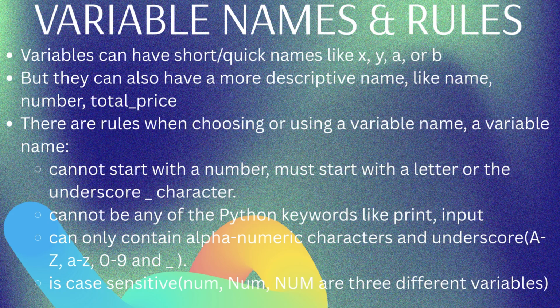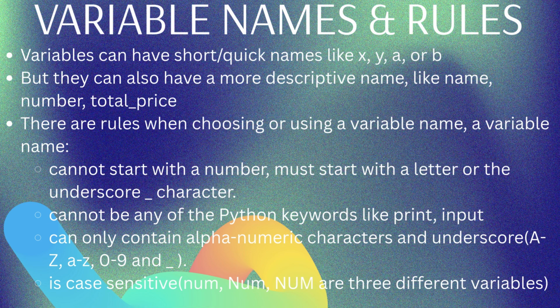But there are rules when choosing or using a variable name. A variable name cannot start with a number. It must start with a letter or the underscore character. A variable name cannot be any of the Python keywords because they're going to give you an error. They're going to get mixed up. A variable name can only contain alphanumeric characters and underscore. So it can contain capital A to Z, small a to z, 0 to 9, and an underscore.